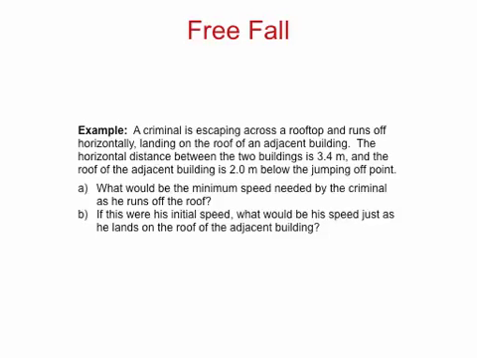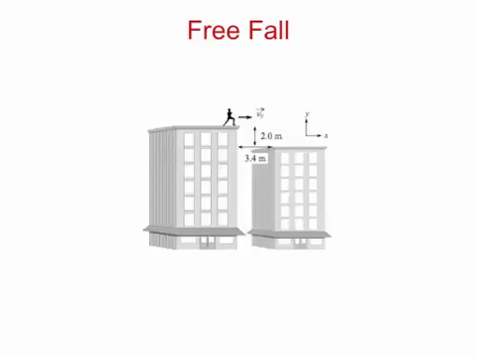And Part B, if this were his initial speed, what would his speed be just as he lands on the roof of the adjacent building? Let's draw a picture of the scenario. Here we show the criminal running off the edge of the taller building, and here is the path he follows through the air to land on the shorter adjacent building.